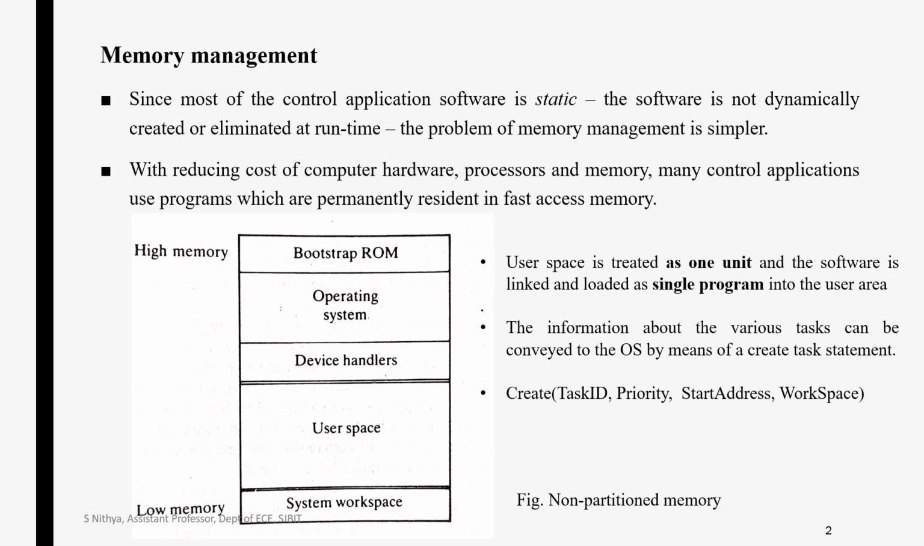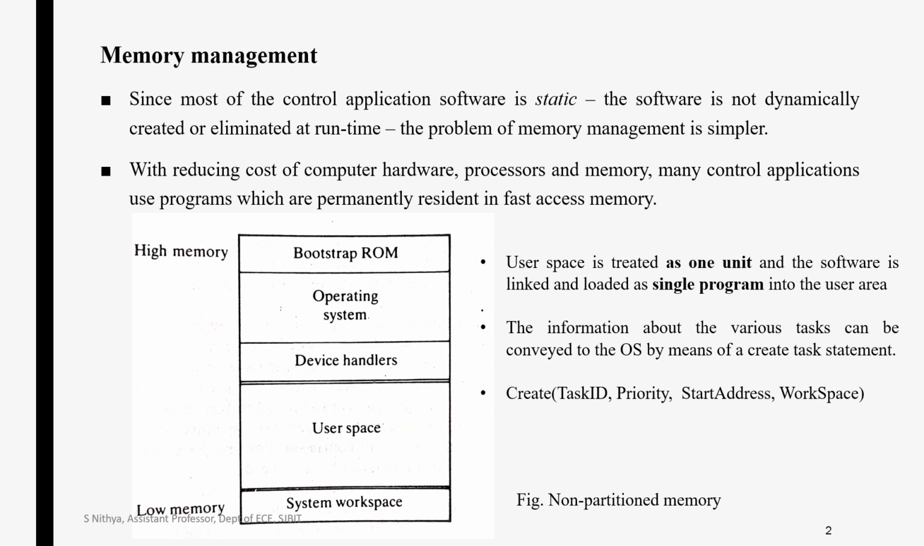With the reducing cost of computer hardware, processor and memory, many controlling applications use programs which are permanently resident in fast access memory. Whatever program is required will be stored into the fast access memory. On the left side you can see the memory which is divided: the bootstrap ROM, which is a high level memory, then operating system and device handler, user space, and system workspace, which is a low level memory.